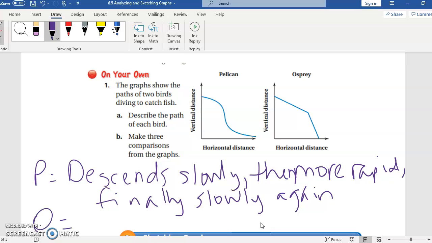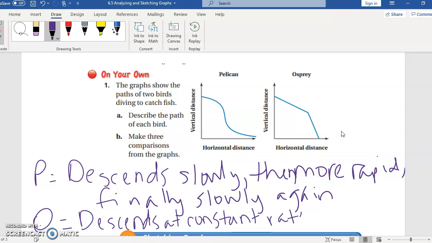Then the osprey, we'll just do O. It looks like it descends at a constant rate because it's kind of a straight line. It descends at a constant rate and then more rapidly. So descends at constant rate, then more rapid. M's kind of weird, sorry.